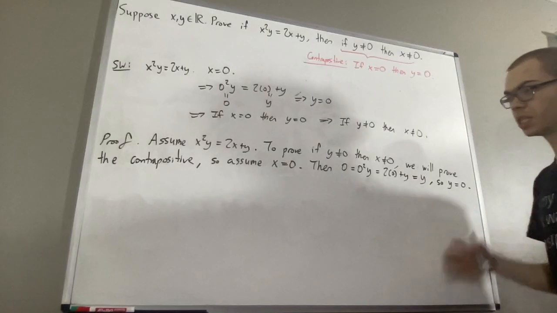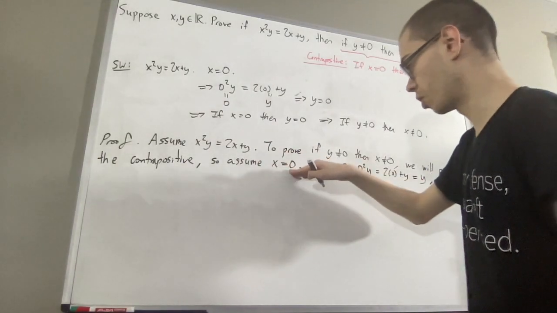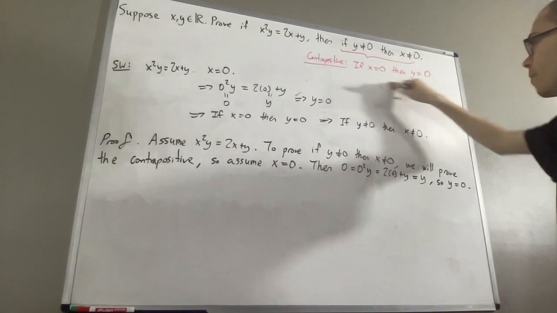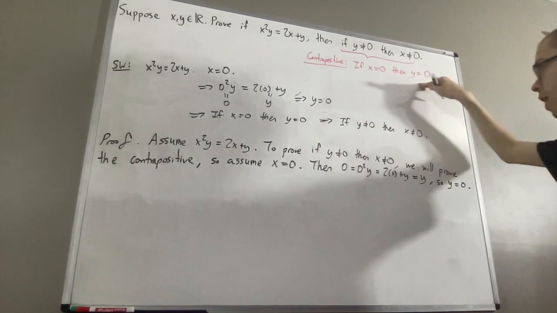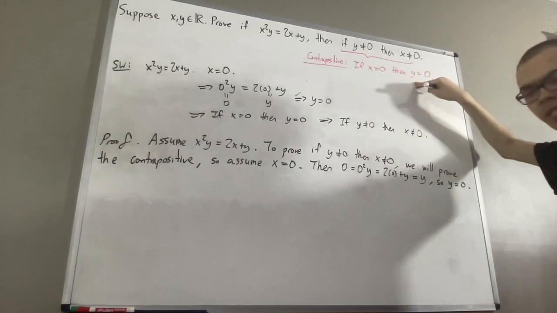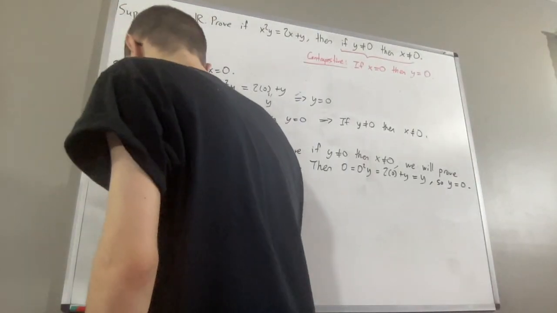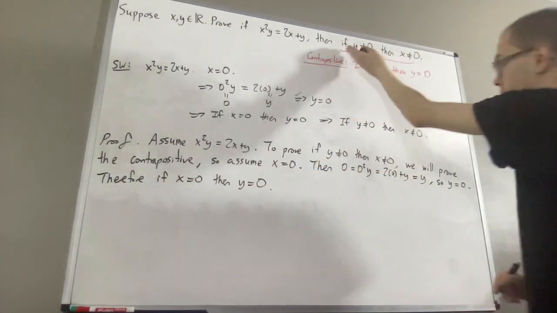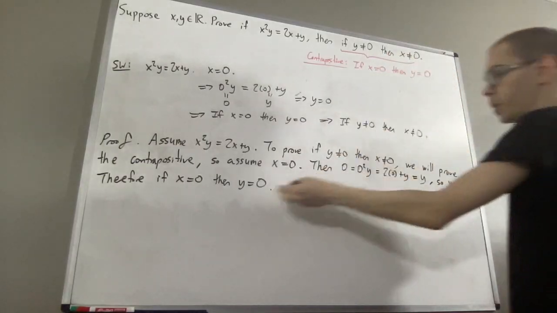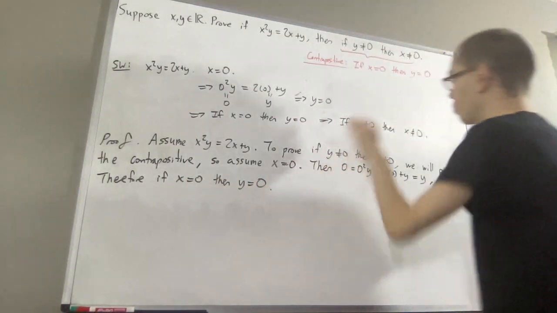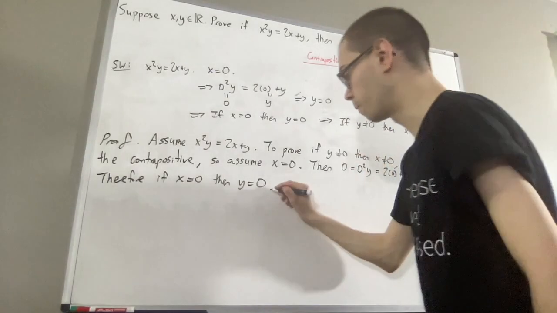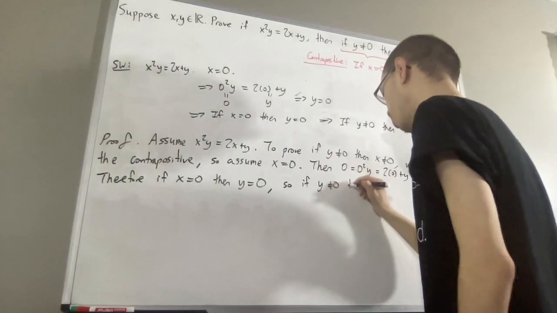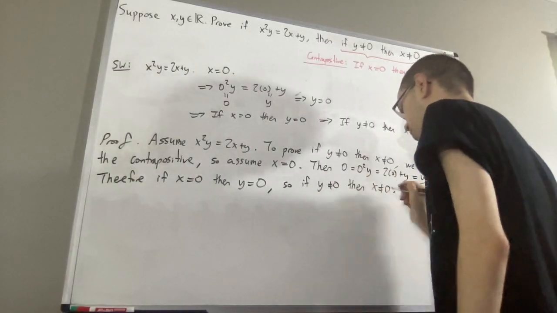So what we've done here is, we have shown under the assumption that x is equal to 0, it follows that y is equal to 0. And that means we've proven this statement. We've proven if x is equal to 0, then y is equal to 0. And so I'm going to write down that we've proven this statement in our proof. So we've proven this statement, but that's logically equivalent to this statement. So because we've proven this, that means we've proven this. I'm going to write that down in our proof as well. So that means if y is not equal to 0, then x is not equal to 0.